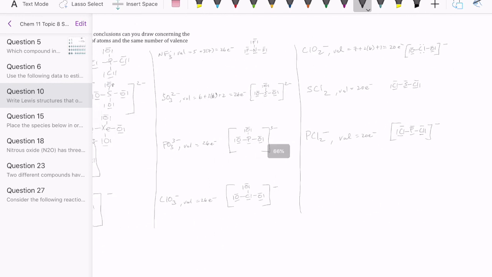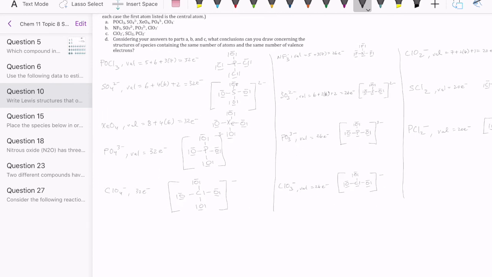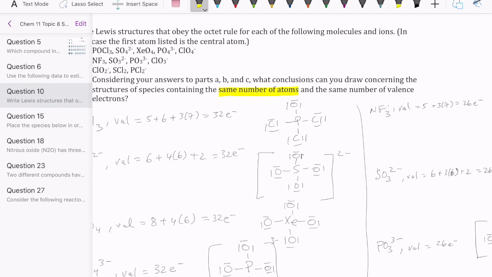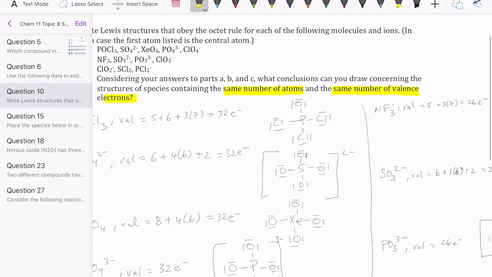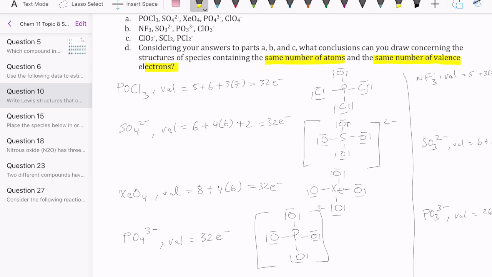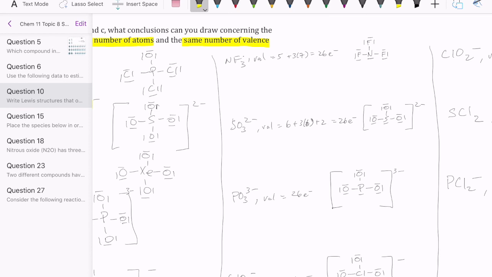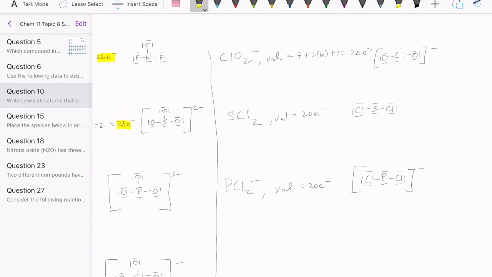Okay. Now, the question at the end is, what conclusion can you draw if you look at all these structures, specifically about species that contain the same number of atoms and the same number of valence electrons? Because that's what's been going on here. If you look at all the species in A, they all have 32 electrons and 5 atoms. The second set of species all have 26 valence electrons, and they all have 4 atoms. Then the last set all have 20 electrons and 3 atoms.